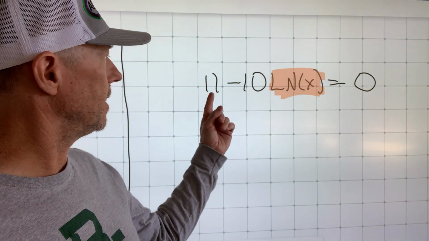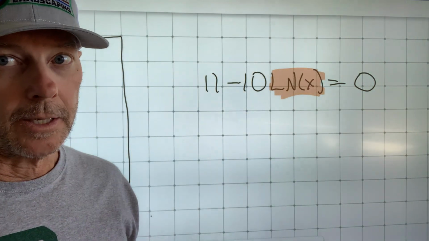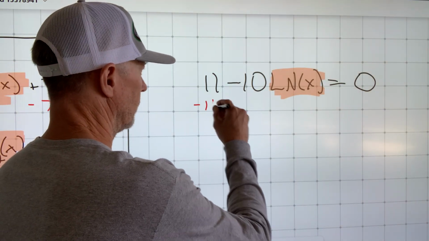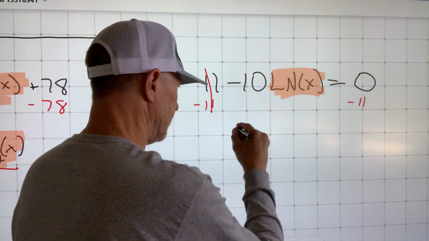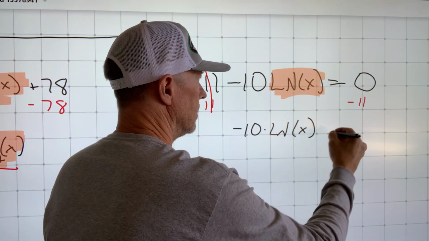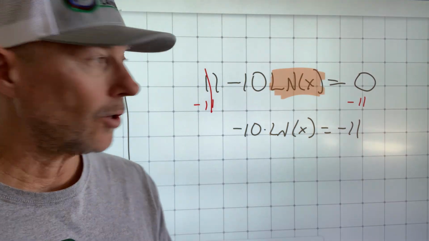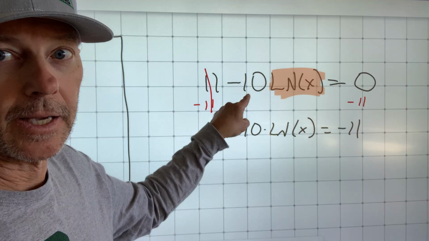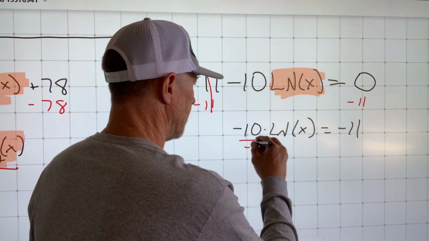Now, that means I need to get rid of this 11, then get rid of this negative 10. So again, I need to undo this 11, I need to subtract. That makes that go away, but it leaves me negative 10 times this natural log of x equals 0 minus 11 is negative 11. So notice, just because I subtract this 11, that negative doesn't go away. Students tend to drop that negative there, but it's still here. So to get rid of that negative 10, I'm going to divide both sides by negative 10.